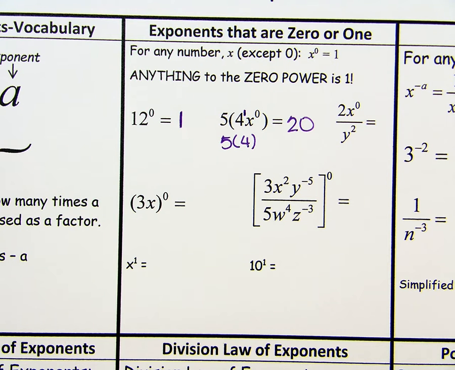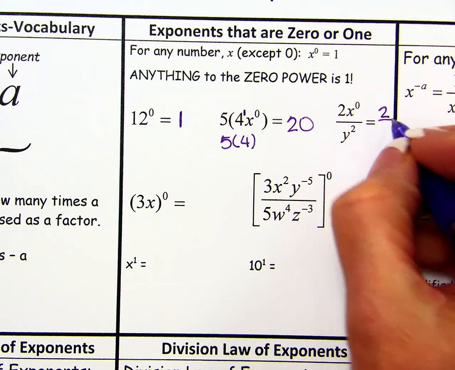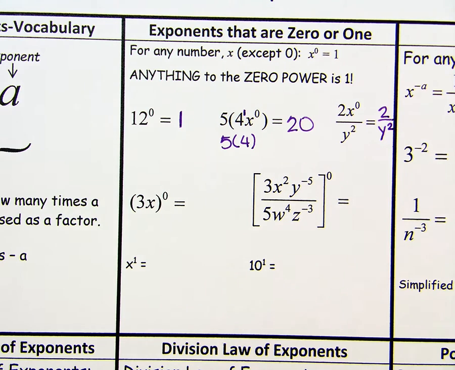In our third example, we have 2 times x to the 0 over y squared. X to the 0 is just 1, so 2 times 1 is 2. And our denominator stays y squared.